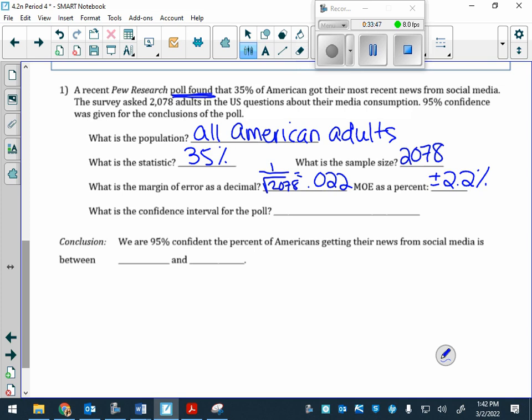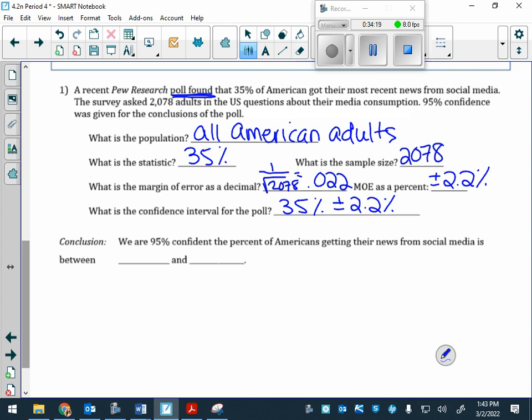All right, so the confidence interval, how we set this up first. Take our statistic, 35, and it's plus or minus 2.2%. Now that's our interval. Okay, you could also do it out, which we're going to see in our statement. Okay, the conclusion, we are 95% confident the percent of Americans getting their news from social media is between what?